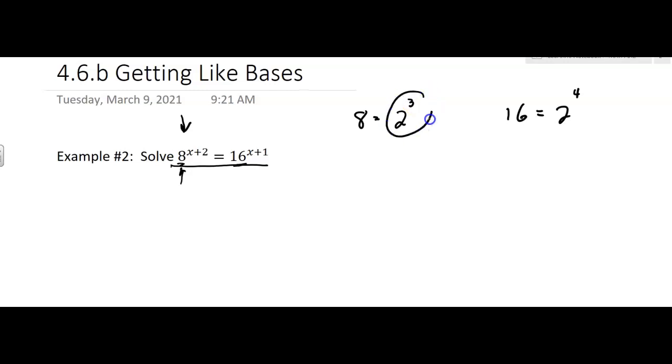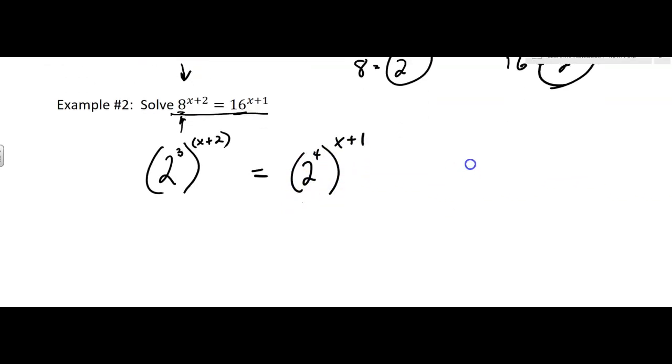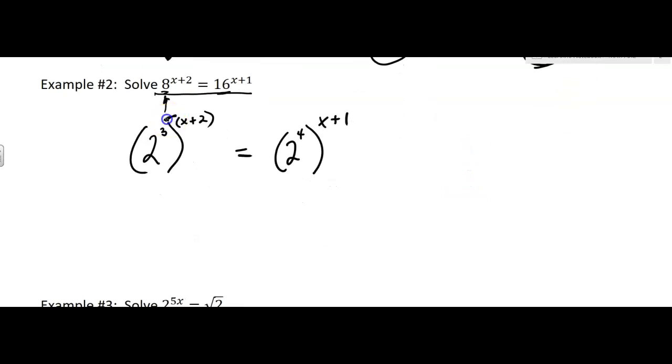So anyway, I'm going to replace 8 with 2 cubed, and it'll look like this. And I'm going to replace the 16 with 2 to the 4th. So it looks like that. Now, the rule for exponents is you multiply those exponents. So you're getting 2 to the 3x plus 6 equals 2 to the 4x plus 4. You'll have to distribute, right? Okay. So 3x plus 6, 4x plus 4.